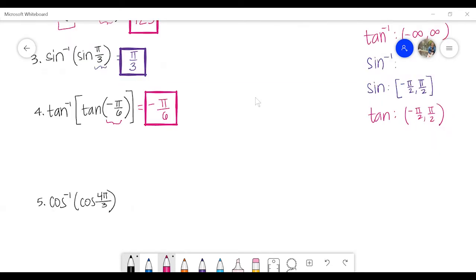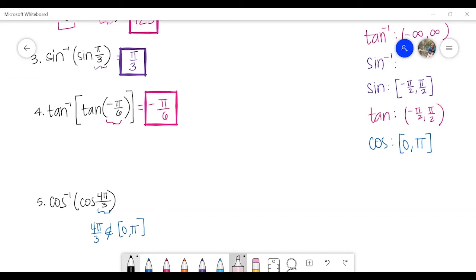Next is cosine inverse of cosine of 4pi/3. Now again, we don't have cosine written down on this list. The domain of cosine goes from 0 to pi. Remember, that's kind of the odd man out in that group. Because its domain goes from 0 to pi, whatever we plug in here needs to be within that group. Well, unfortunately for us, 4pi/3 is larger than that interval. So we have to use another approach.